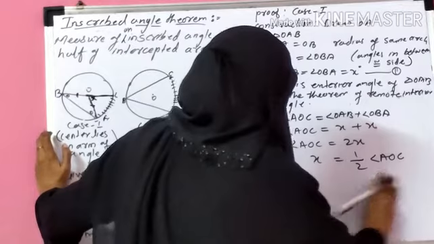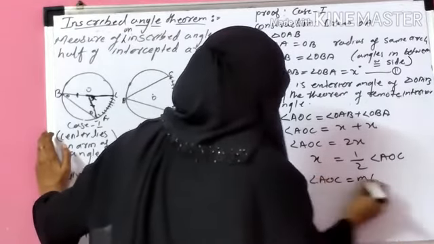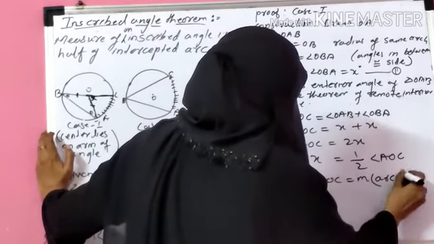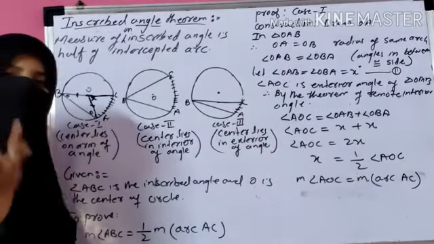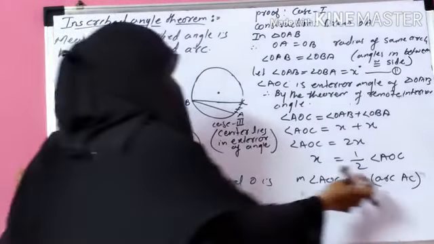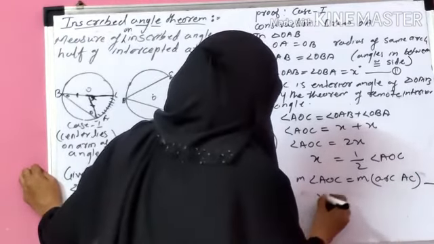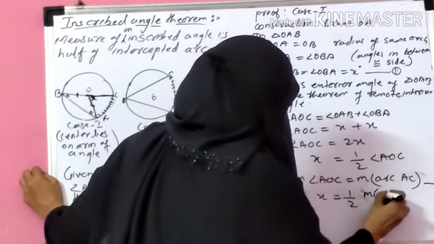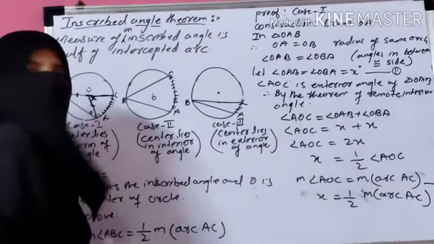Right here, the measure of angle AOC is equal to the measure of arc AC. It's the central angle theorem: the measure of a central angle is equal to the measure of its arc. So in place of AOC you can write arc AC. Give it number 2. So x is equal to half of the measure of arc AC.